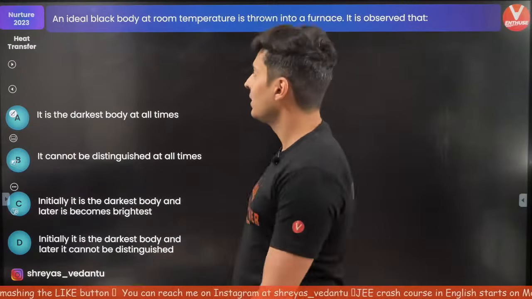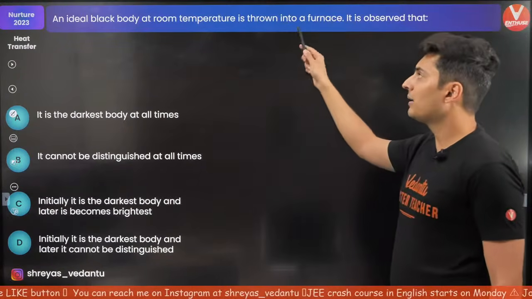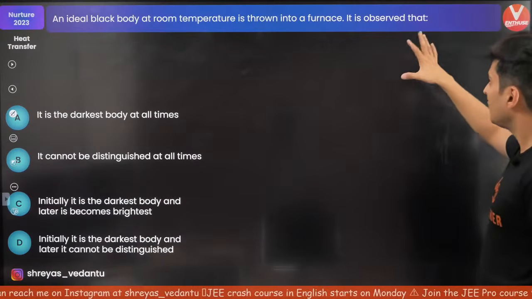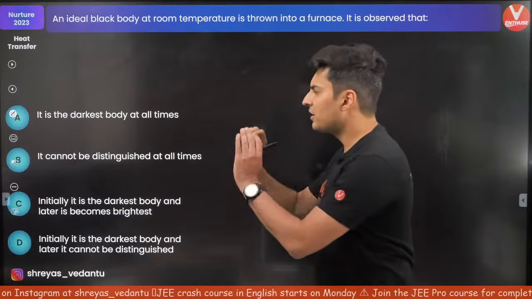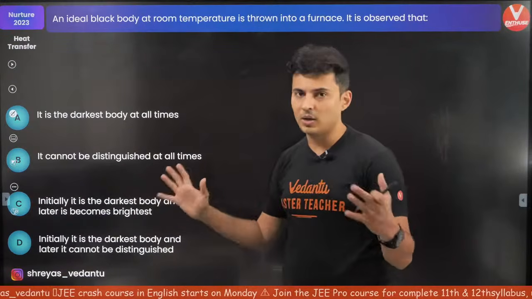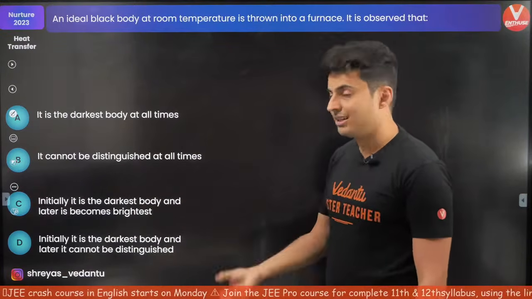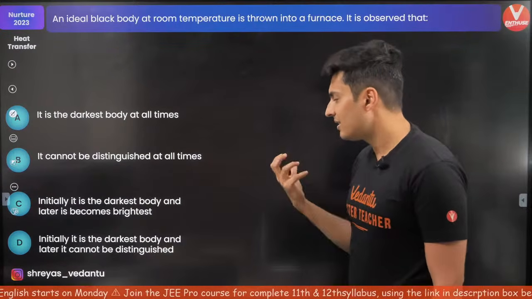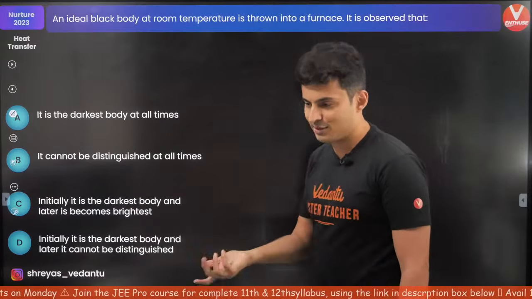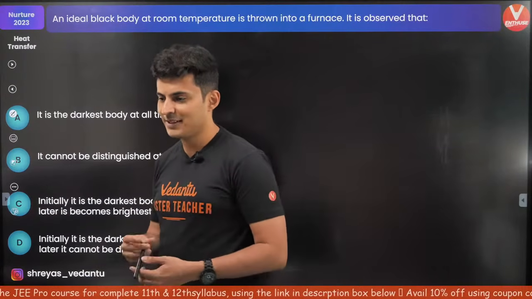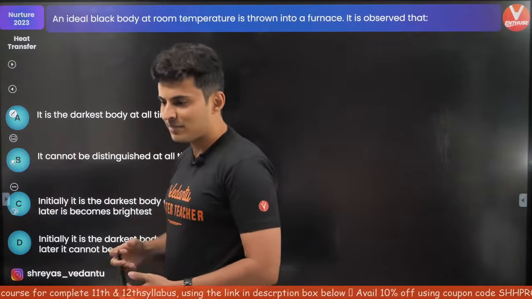Very interesting one. There is an ideal black body at room temperature. It is thrown into a furnace. It is observed that it is the darkest body at all times. It cannot be distinguished at all times. Initially it is the darkest body. Later on it becomes the brightest. Initially it is the darkest and later it cannot be distinguished. Very interesting. Come on, my warriors, figure this out. Think, think, think.